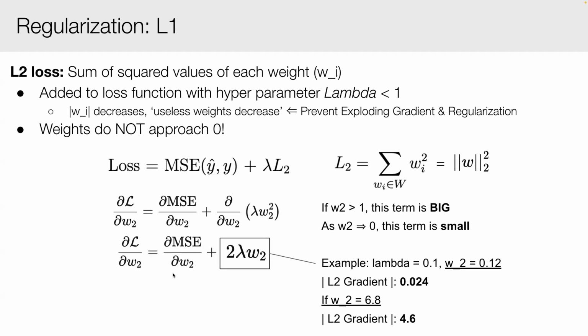But then wouldn't that be more of an issue than L1? Because if it's greater than one, it's going to get penalized a lot. Exactly, right? We actually want that behavior.